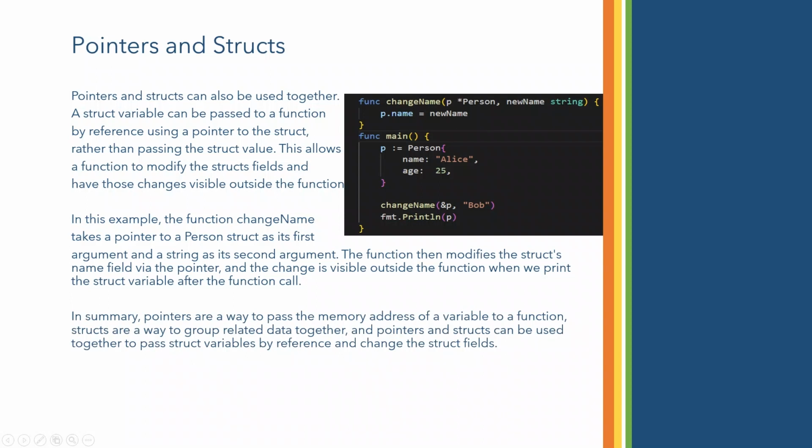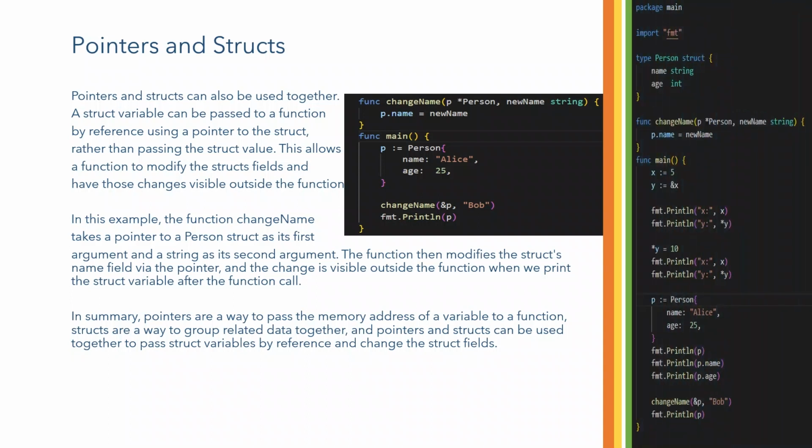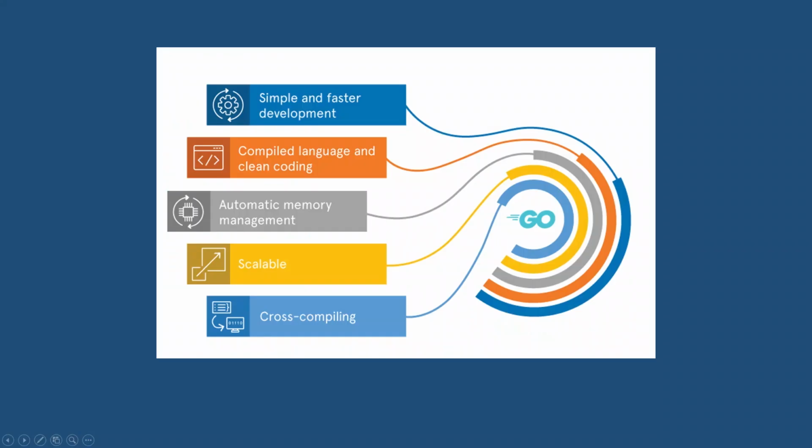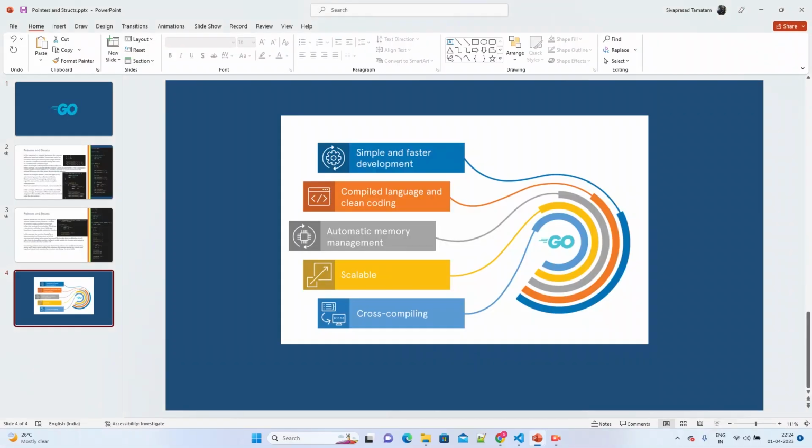So in summary, pointers are a way to pass the memory address of a variable to a function. Structs are a way to group related data together, and pointers and structs can be used together to pass struct variables by reference and change the struct's fields. And we'll see the example code as part of this session.